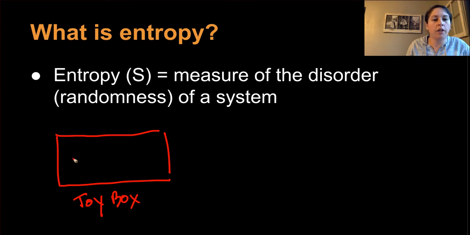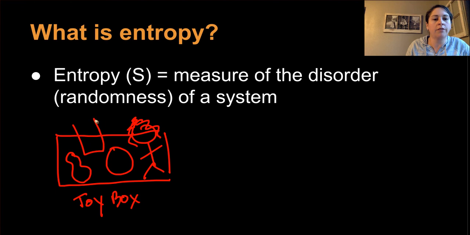And in this toy box, there's all sorts of toys. So we'll just make up some random toys. We'll have a ball here. Maybe there's a doll here. It's got some hair, and there's all sorts of different items that are in here, okay?